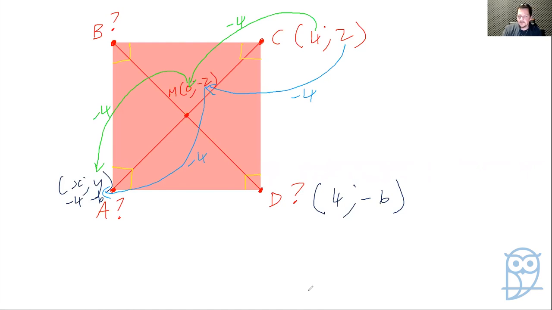Bam, I find D. What about B? Well, B is exactly the same. B is going to have the same x value as A because it's in the same vertical line, -4. And B is going to have the same y value as C because it's a horizontal line, and that's 2. And there I found all of my coordinates. All right.